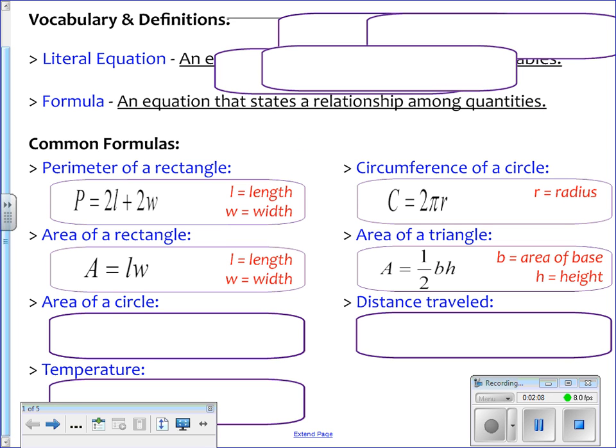Area of a triangle is 1/2 base times height, where B is the base of the triangle and H is the height of the triangle. And unless it's a right triangle, the height is not one of the sides. Only in a right triangle can the height be one of the sides. Otherwise, it's not. Okay? That is a very common mistake for students to make.